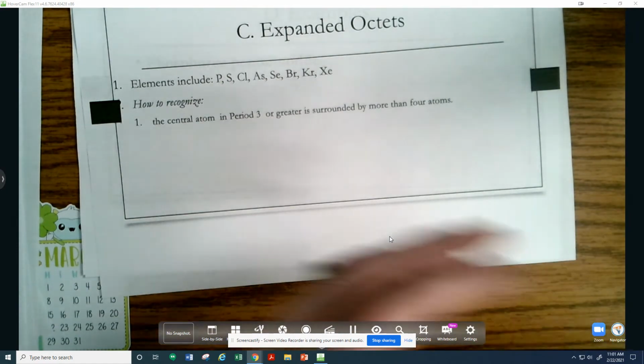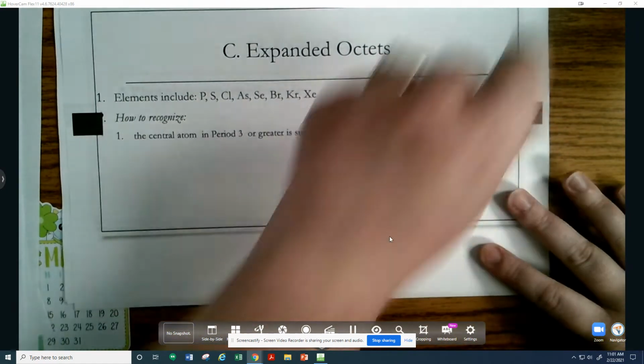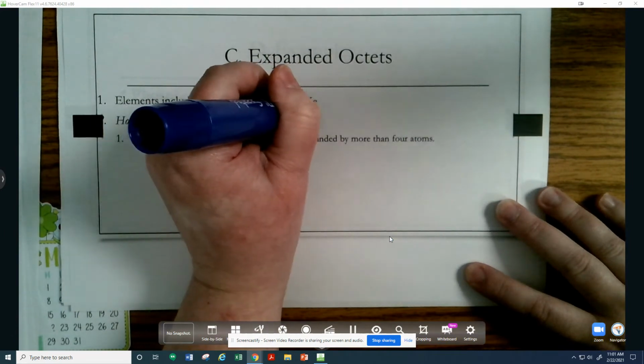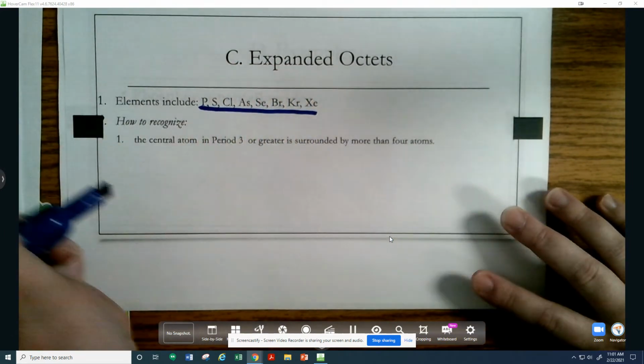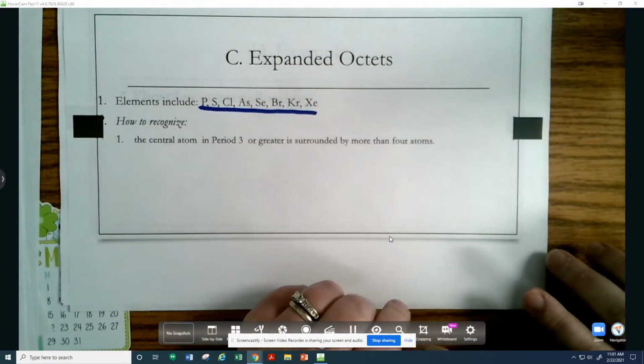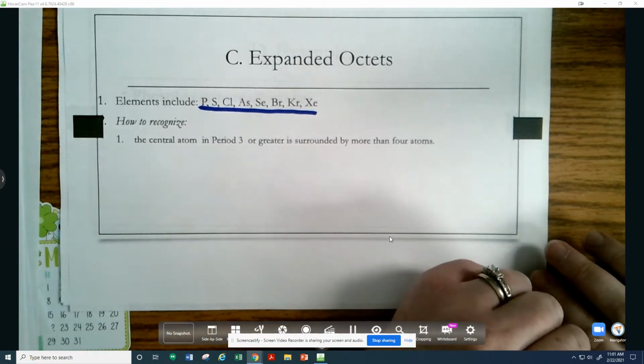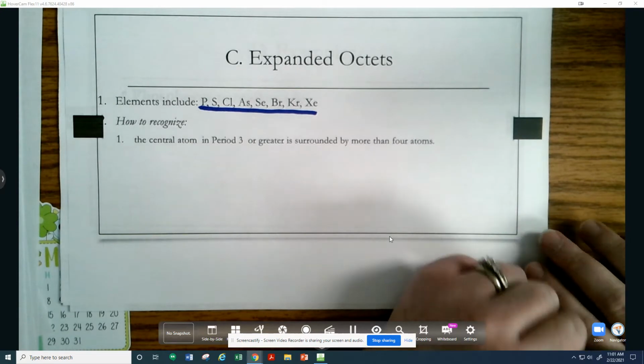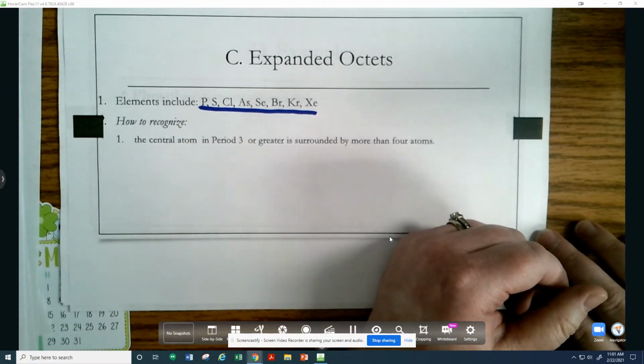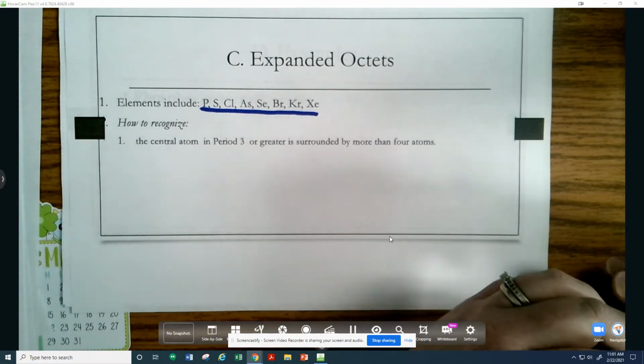Not only can we have some that are below having a full octet, but things like phosphorus, sulfur, chlorine, arsenic, selenium, bromine, krypton, xenon, those are elements that tend to have an expanded octet. Expanded meaning going past 8 electrons on that central atom.